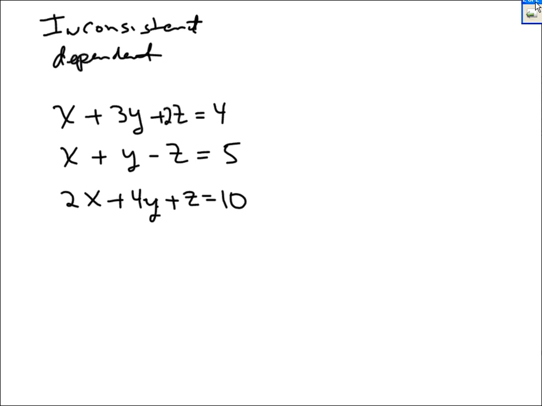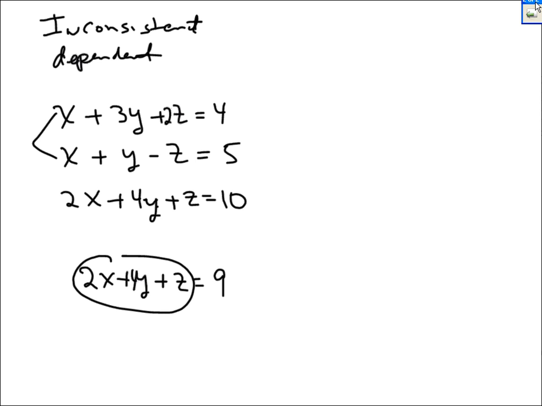And how you might see this? If you add the first two rows, what you get is this. That is, this must equal 9 from the first two equations. But there will not be a solution here. Okay?